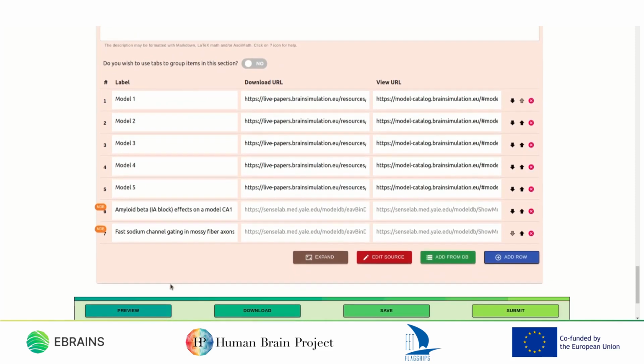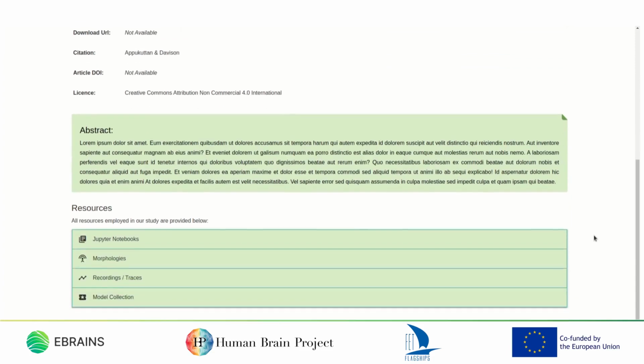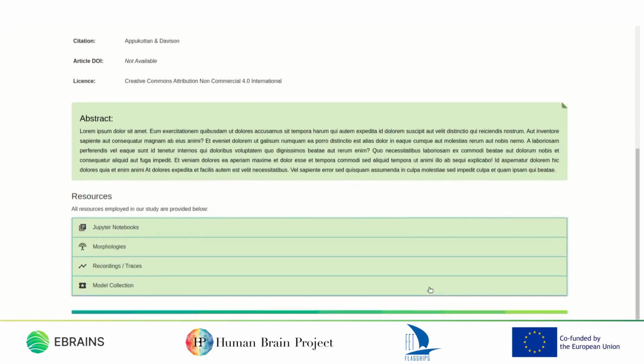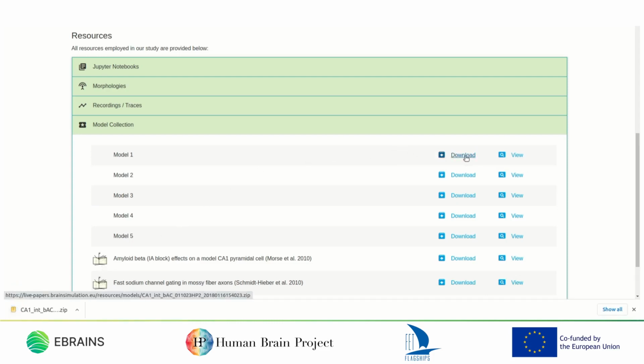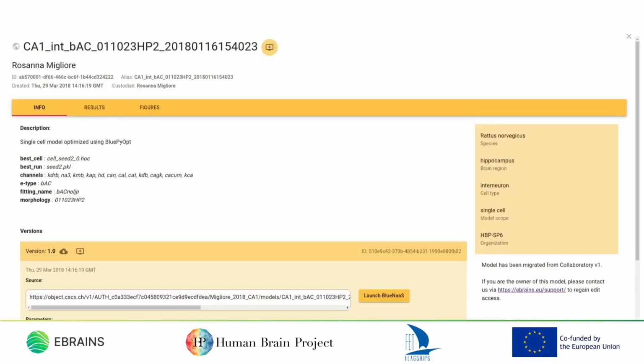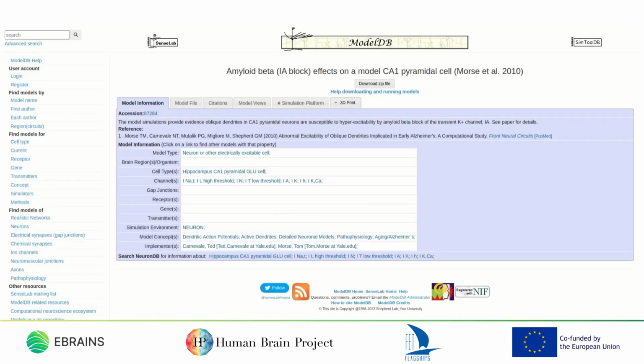Time again to take a preview of our live paper. As expected, there is now a 4th resource section named Model Collection, which has 7 entries, the first 5 being the entries we manually entered, and the last 2 imported from ModelDB. For each of these entries, we can download the source code of the models, or view additional information about these either via the model catalog, or the relevant ModelDB page for the last 2 models.